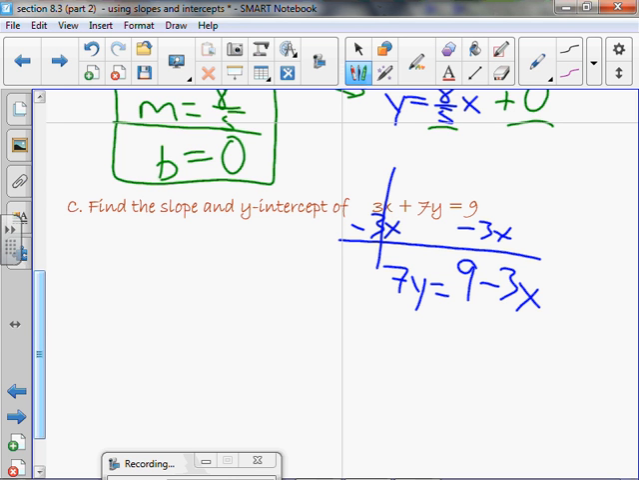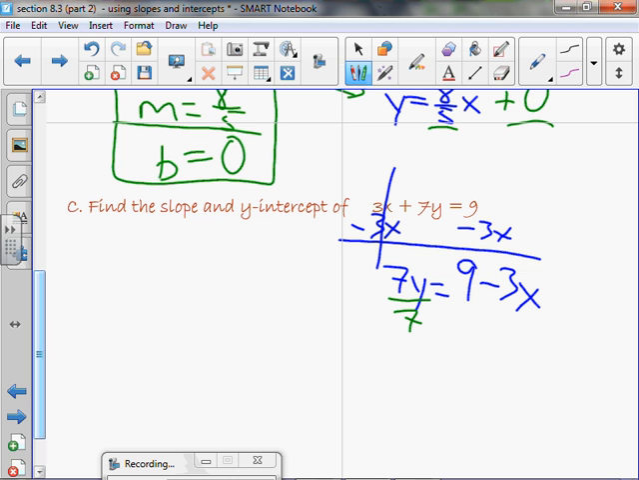They are not like terms. No, that is a 9. Now, how do I solve this for y? And we will have fractions. Divide each side by 7. Now, this one's easy. I divide that by 7.